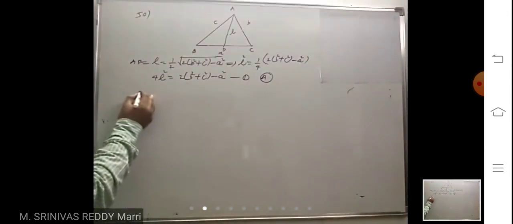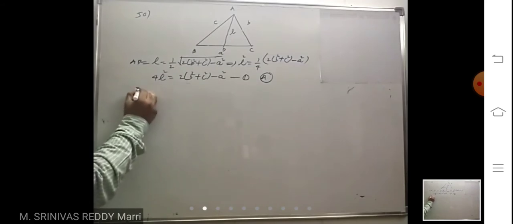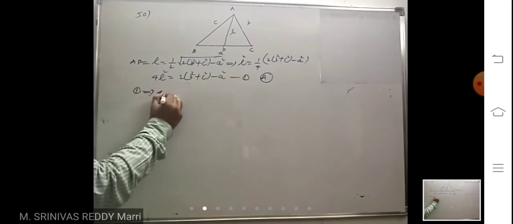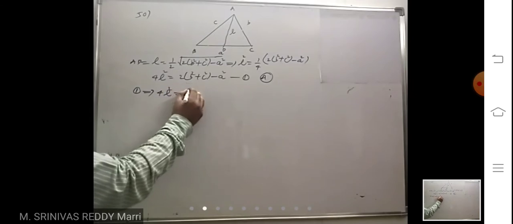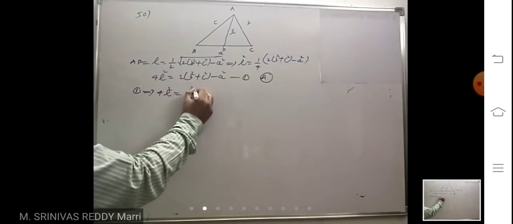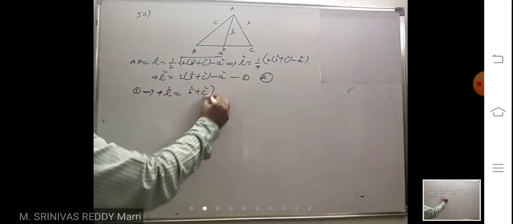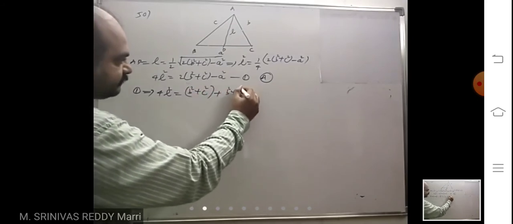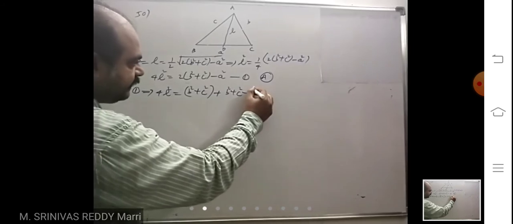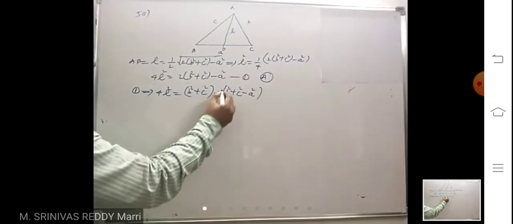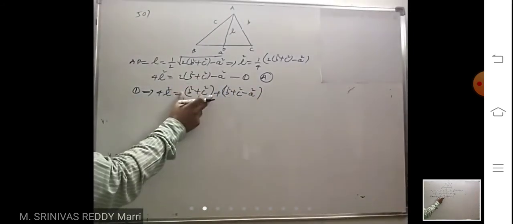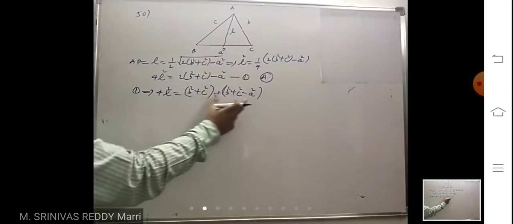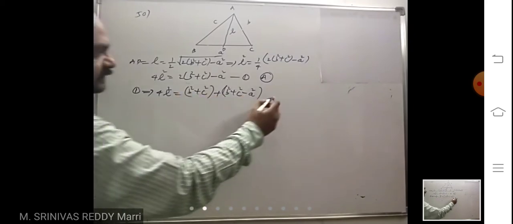Look at here. So I am taking the first equation and just modifying it. Look at how I am modifying. I am writing this as b square plus c square plus b square plus c square minus a square. I am writing just one b square plus c square here.